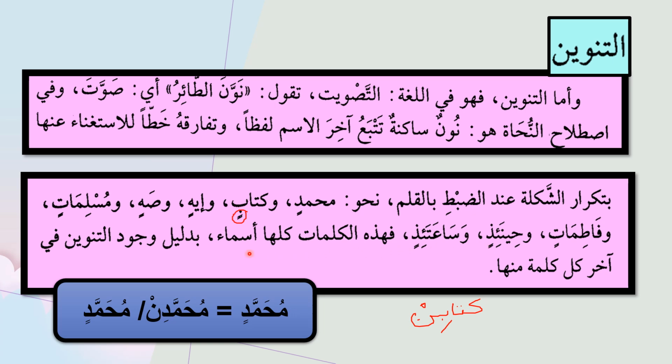فهذه الكلمات كلها أسماء بدليل. Dalil means the proof. وجود التنوين. What is the proof that it is a noun? So the proof is the tanween. في آخر means at the last letter of the noun. كل كلمة منها. So all the examples you see have a tanween on the last letter.